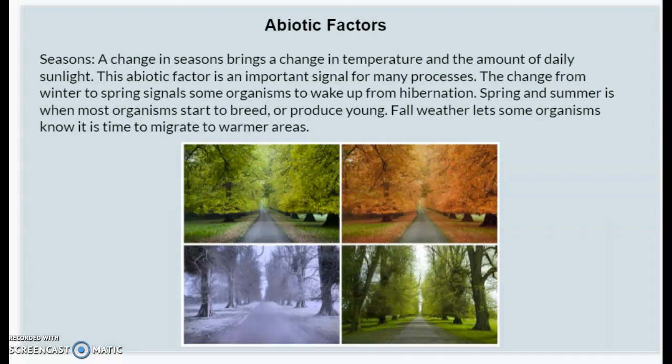Seasons. A change in seasons brings a change in temperature and the amount of daily sunlight. This abiotic factor is an important signal for many processes. The change from winter to spring signals some organisms to wake up from hibernation. Spring and summer is when most organisms start to breed or produce young. Fall weather lets some organisms know it's time to migrate to warmer areas.